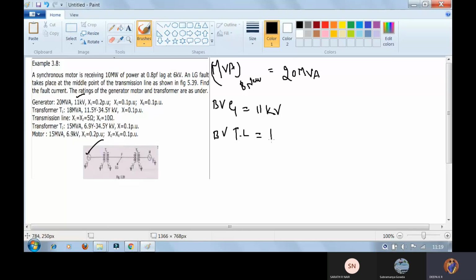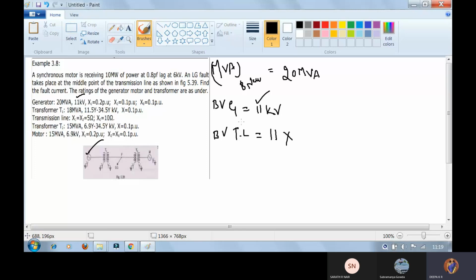So 11 into your transmission means base kV value is how much? It is 11 kV. You've taken 11 kV into your transformer ratio. What is the transformer ratio? HV by LV, because it is taken low voltage. So you have to take it in opposite direction, opposite ratio. That is high voltage by low voltage.